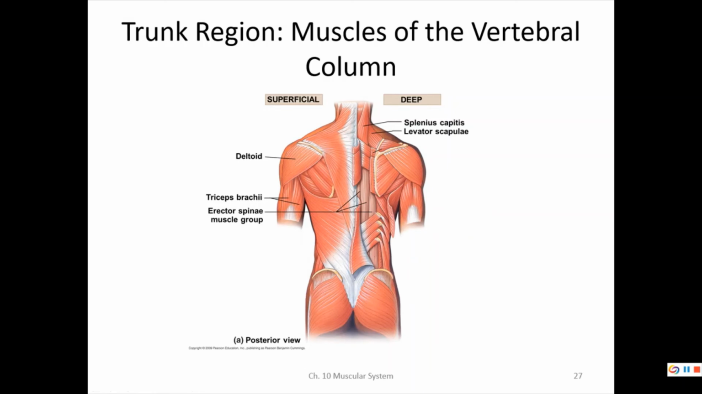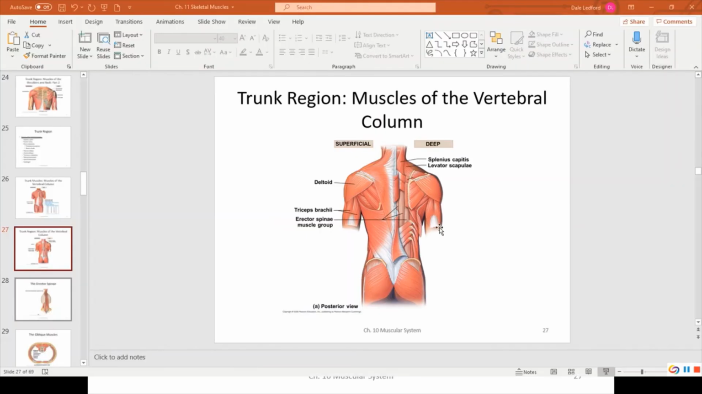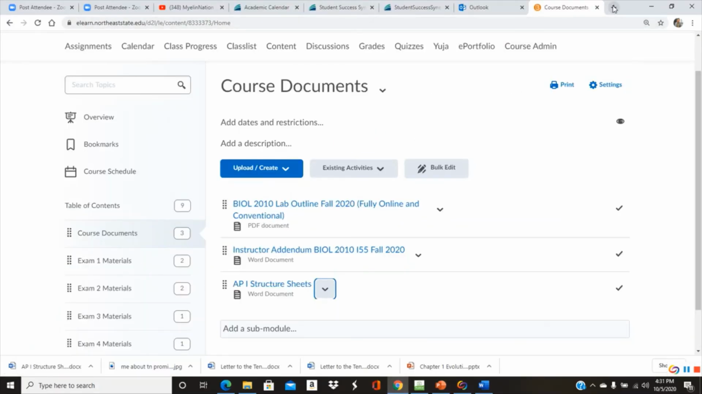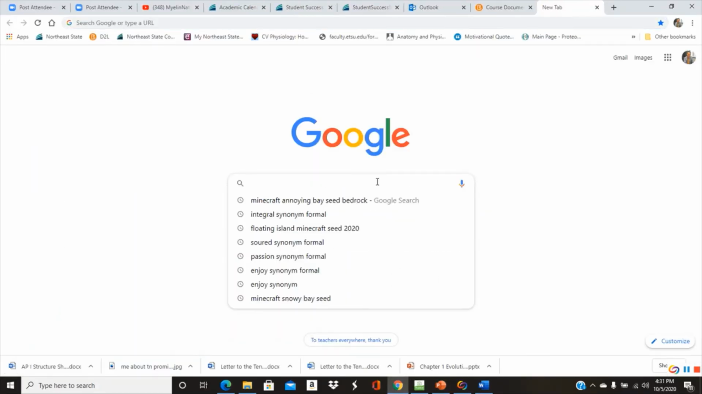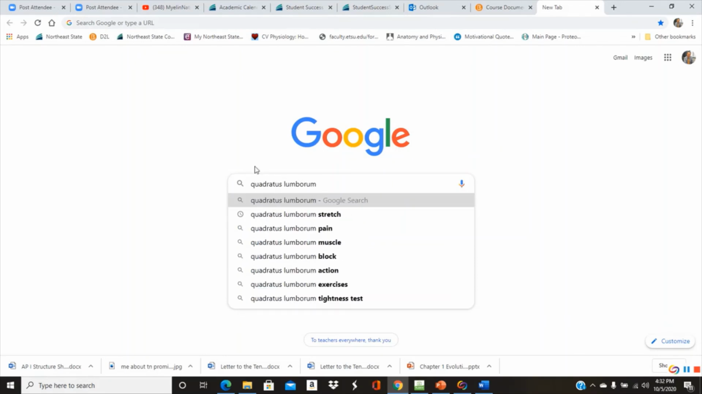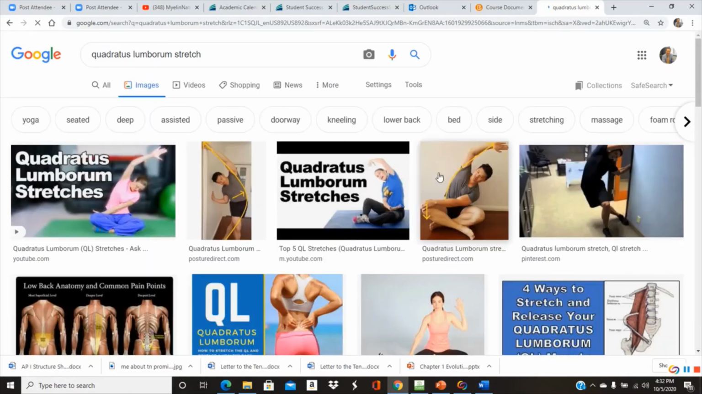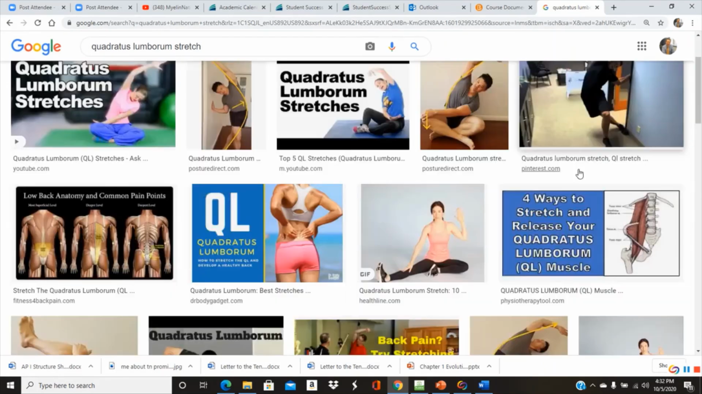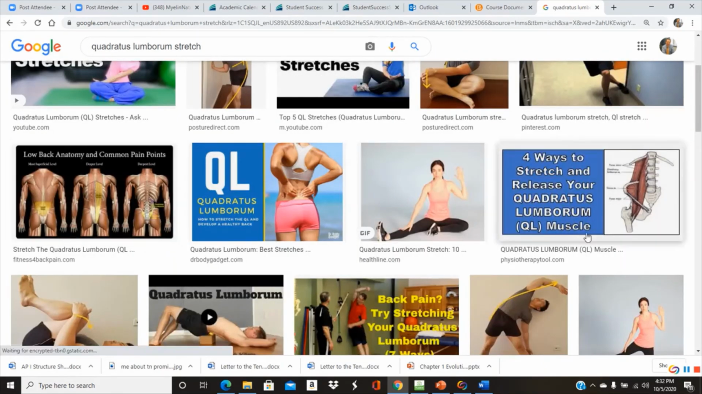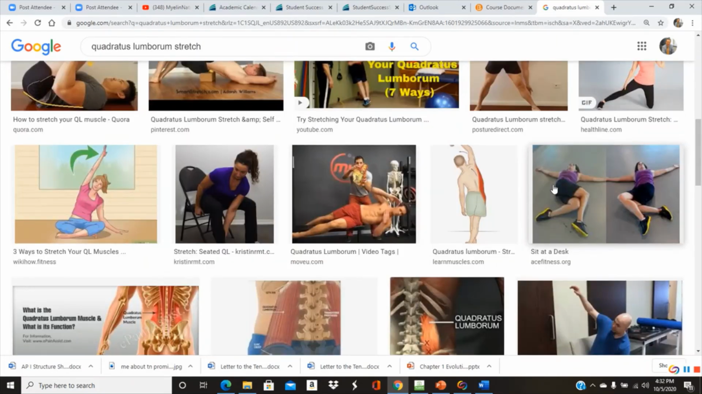lower back stiffness. If you sit on the ground and there's some stretches you can do, check out, if you have a lot of lower back pain, check out quadratus lumborum stretch. These are some stretches you could try to help you guys with lower back pain if you sit a lot. These kind of stretches for your QLs, called quadratus lumborum. These are really good lower back stretches.